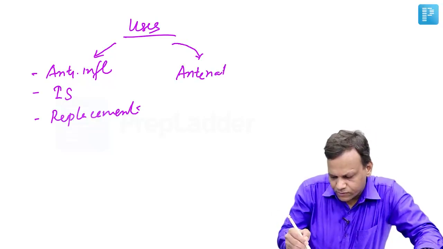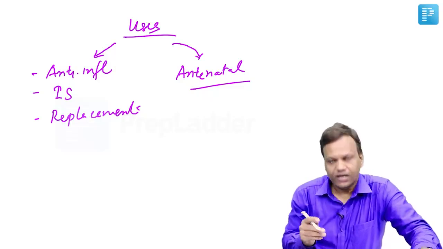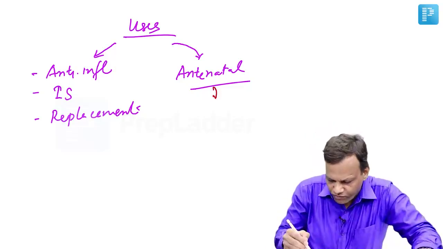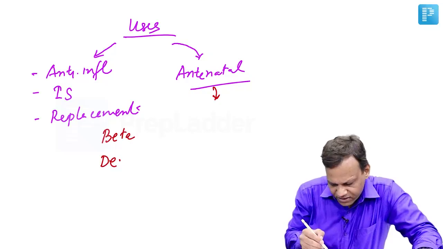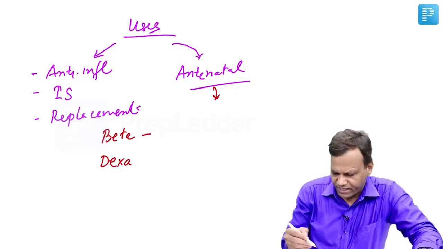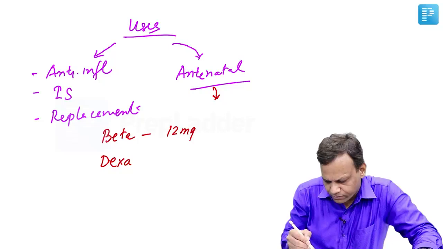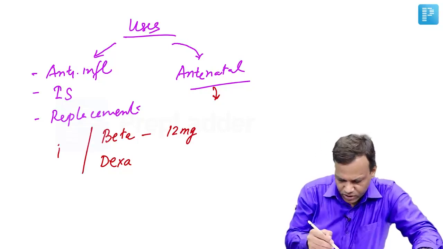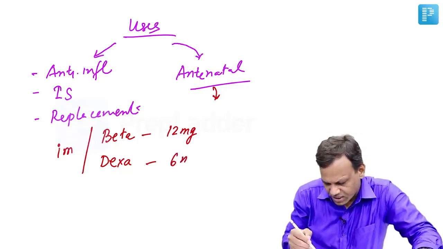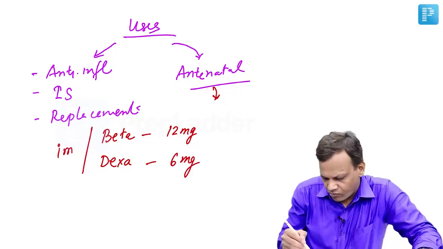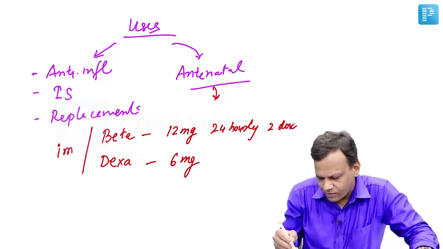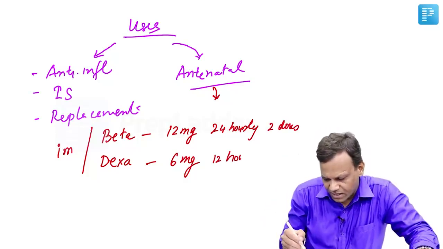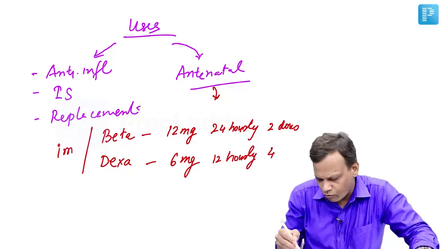antenatal use. So they are used for fetal lung maturation. Glucocorticoid used for fetal lung maturation: we can use betamethasone or we can use dexamethasone. The doses are important. Betamethasone, the dose is 12 milligram. Both are given intramuscularly, whereas the dose of dexamethasone is 6 milligram. Betamethasone is given 24 hourly, that means one dose now, one after 24 hours, total 2 doses. Whereas dexamethasone is given 12 hourly, that means after every 12 hours we give a dose, total 4 doses.